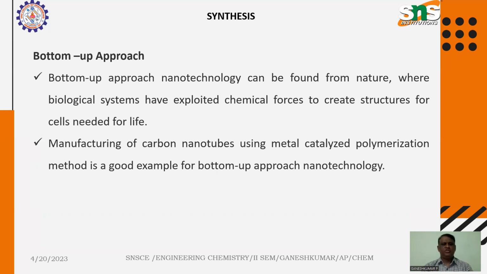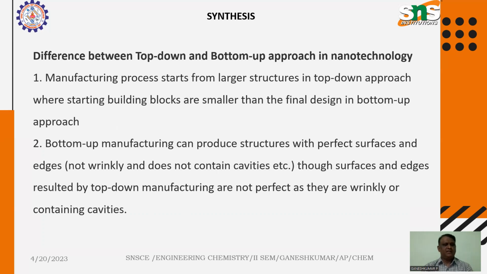In the bottom-up approach, the manufacturing of carbon nanotubes using metal catalyst polymerization is a good example. The major difference between the top-down and bottom-up methods in nanotechnology is that the manufacturing process starts from large structures in the top-down approach and from small structures in the bottom-up method. Bottom-up manufacturing can produce structures with perfect surfaces, but in top-down manufacturing, such perfect structures cannot be obtained. It has some wrinkles and contains some cavities.